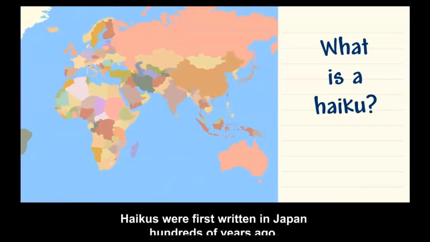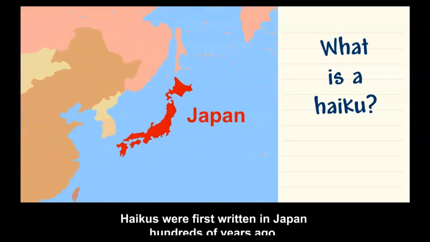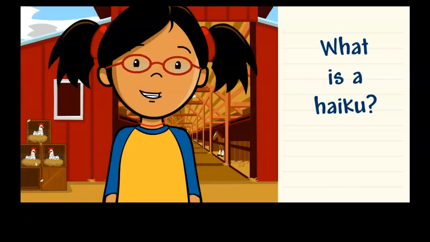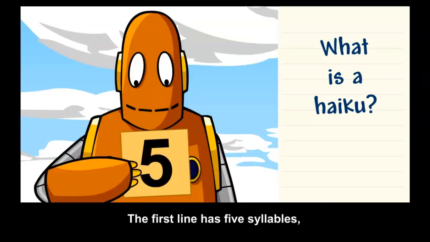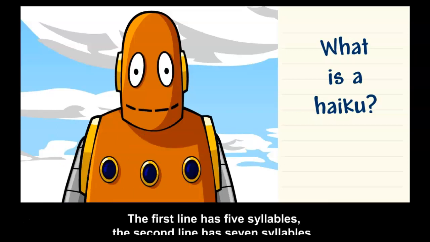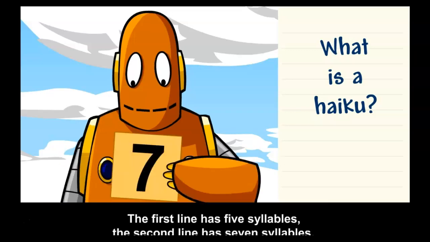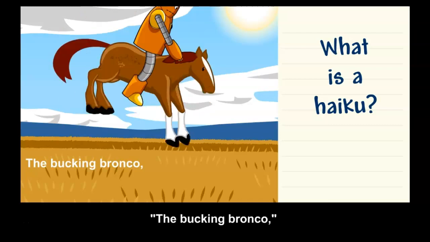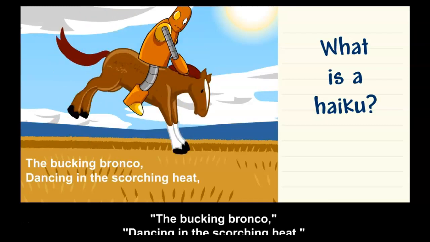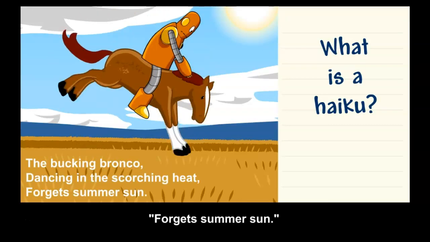Haikus were first written in Japan hundreds of years ago. A haiku has only 3 lines. The first line has 5 syllables. The second line has 7 syllables. And the last line has 5 syllables. The bucking bronco, dancing in the scorching heat, forgets summer sun.